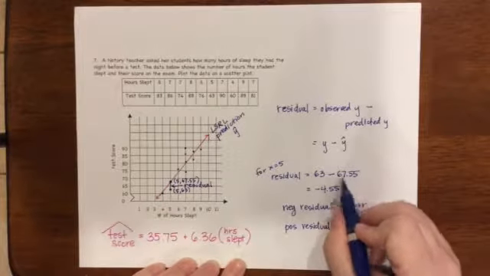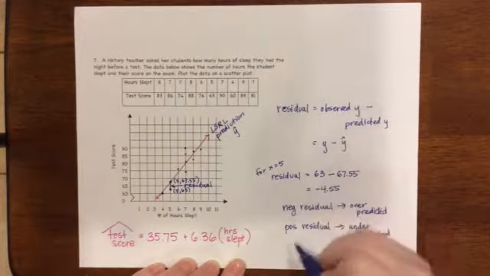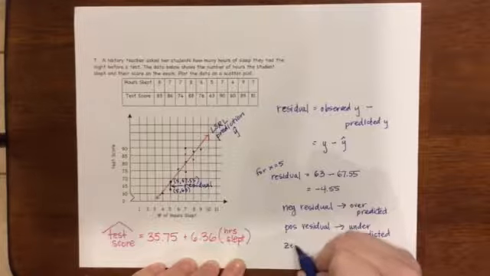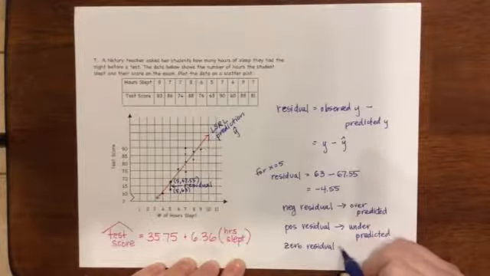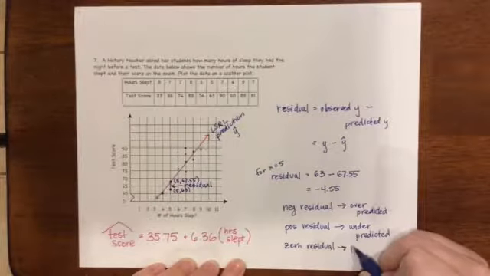Okay, well, what if we did get 63? We got 63 minus 63, so we have a residual of 0. Well, that means you are perfect.